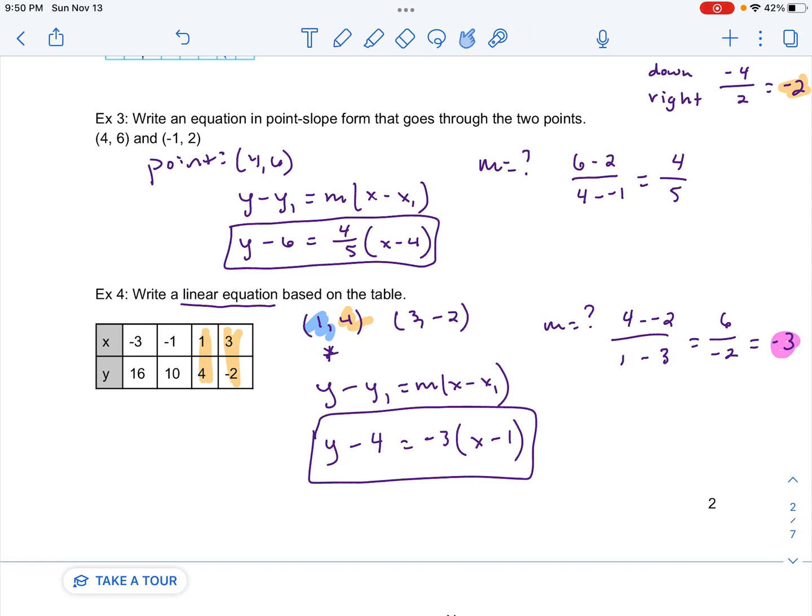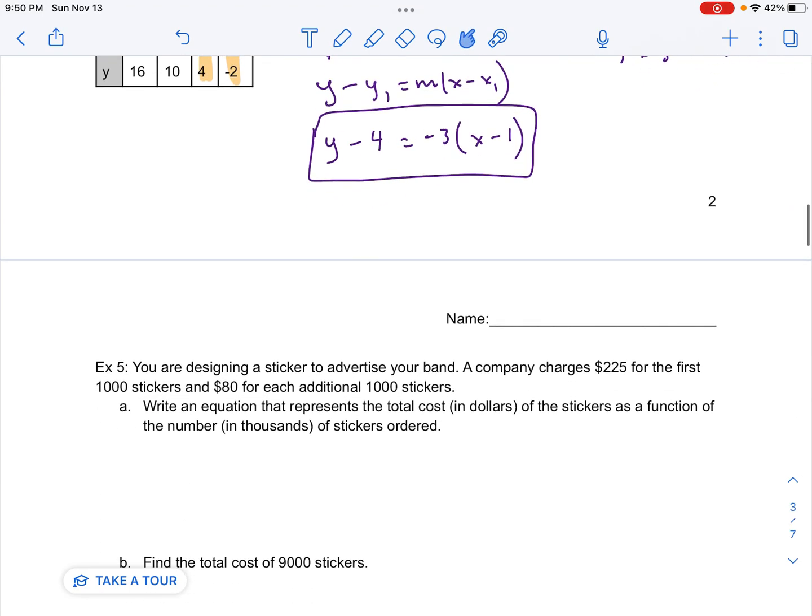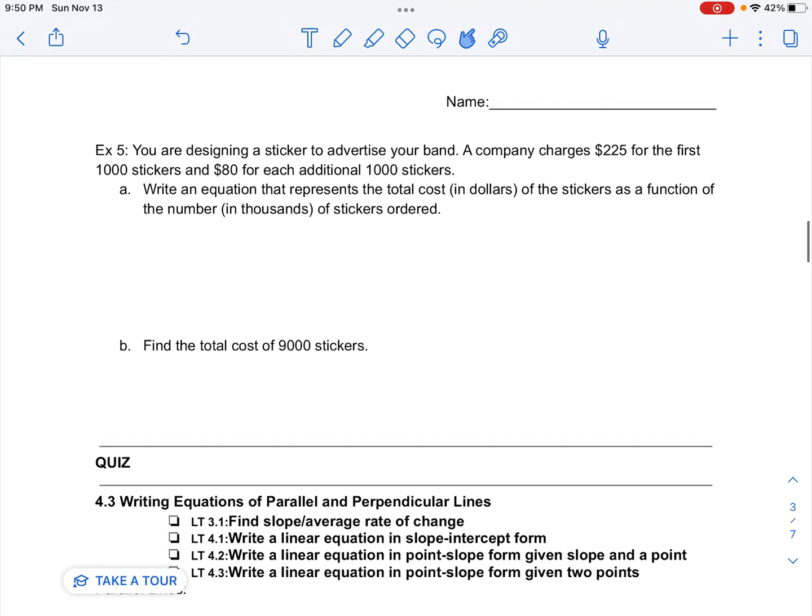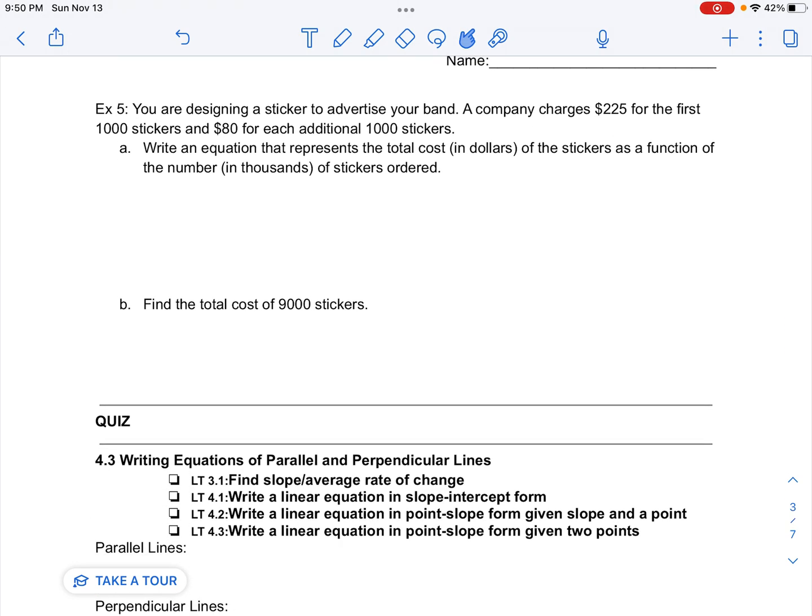Go ahead and flip the page. Now example 5, which meets our last learning target. You're designing a sticker to advertise your band. A company charges $225 for the first 1,000 stickers and $80 for each additional 1,000 stickers. Write an equation that represents the total cost of the stickers as a function of the number of stickers ordered.